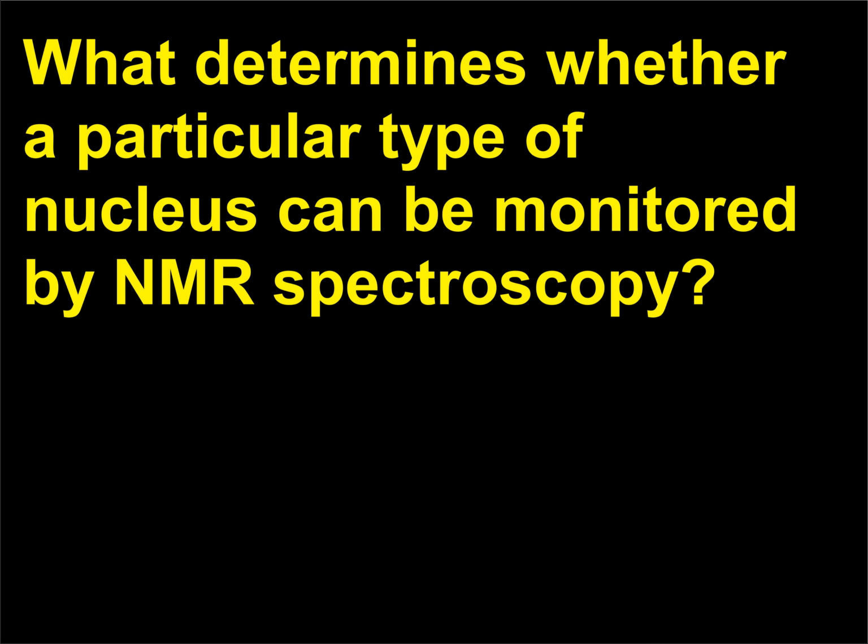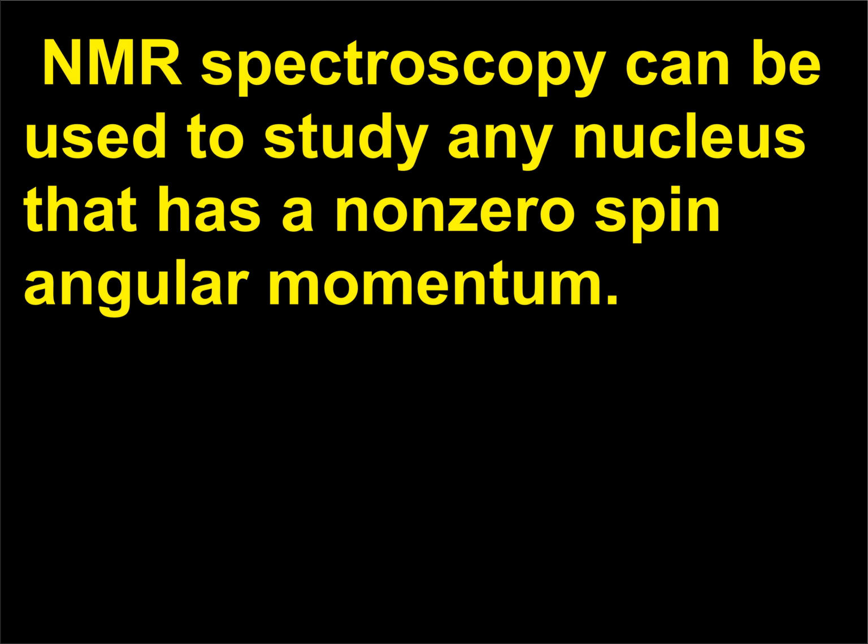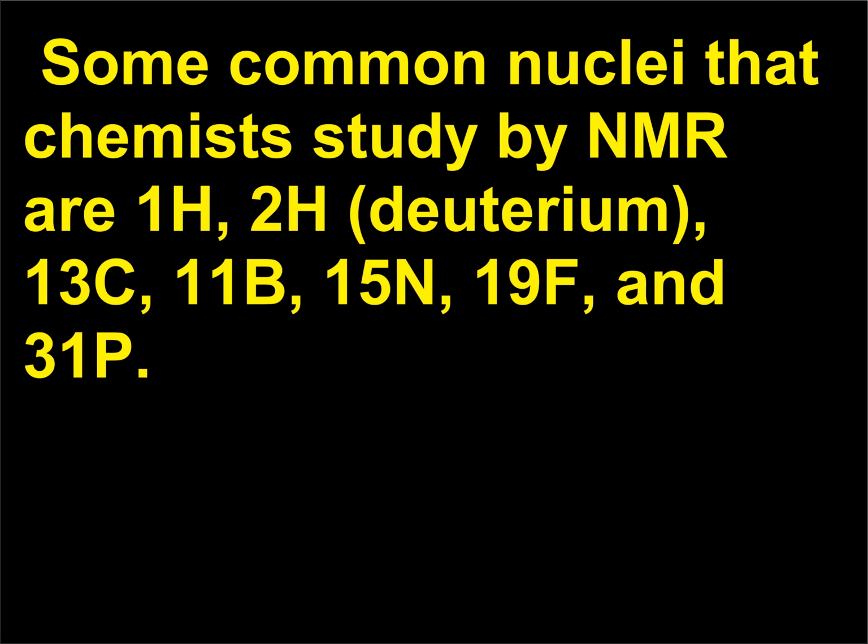What determines whether a particular type of nucleus can be monitored by NMR spectroscopy? Similar to electrons, nuclei can have a net spin, or spin-angular momentum. NMR spectroscopy can be used to study any nucleus that has a non-zero spin-angular momentum. Some common nuclei that chemists study by NMR are 1H, 2H (deuterium), 13C, 11B, 15N, 19F, and 31P.